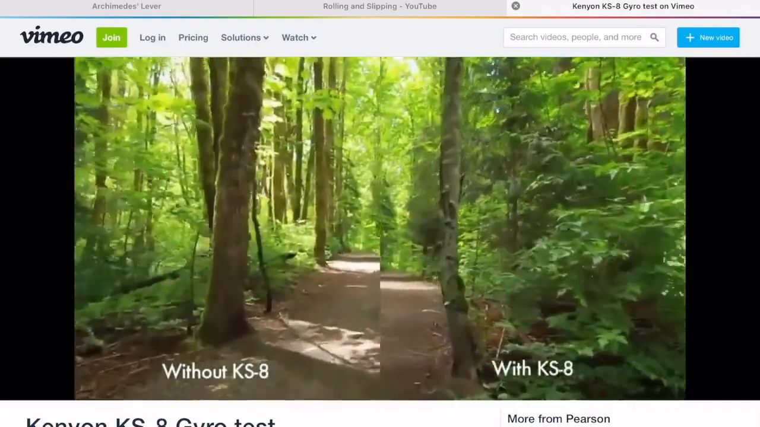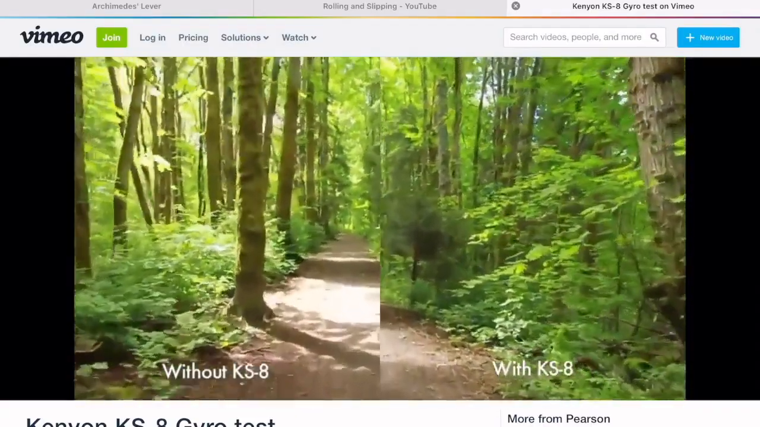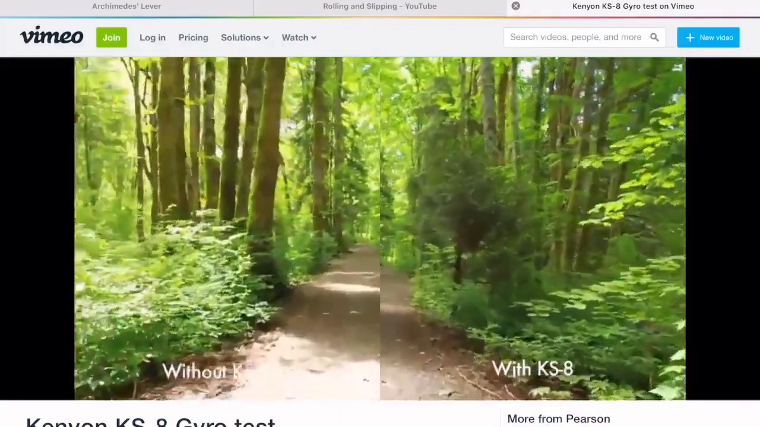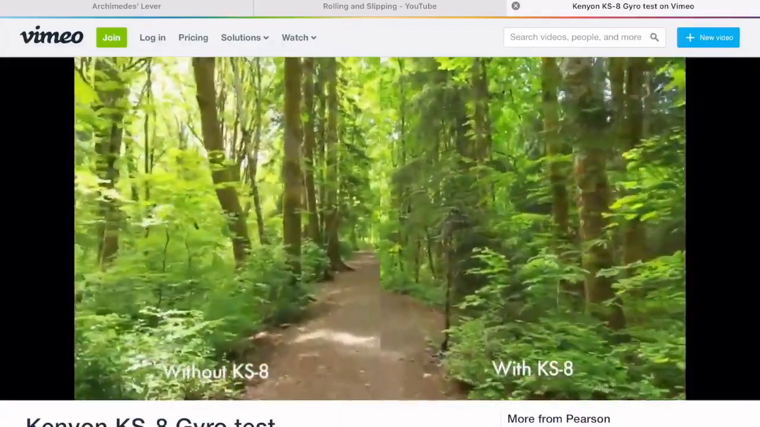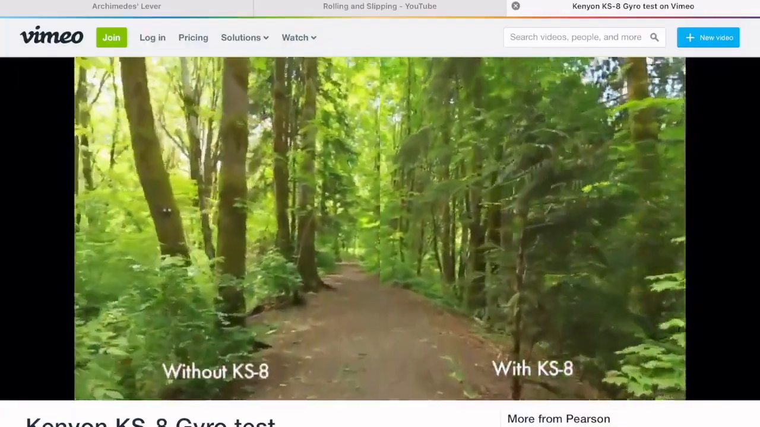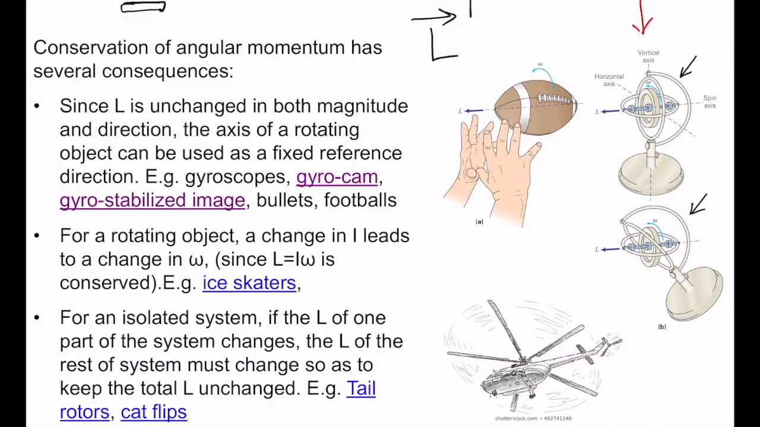On the left side, you can see what happens if you just have a camera which is not stabilized and you're walking along and running the camera. And on the right side, you have a gyro stabilized camera, and you can see the difference in the image when the camera is stabilized. All right, so that's one class of applications.